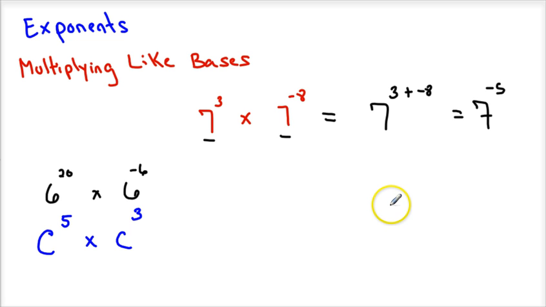And I want to change this now. I don't want to keep a negative exponent. How do I rewrite this with a positive exponent? 1 over 7 to the 5th. Excellent. So this becomes 1 over 7 to the 5th power.